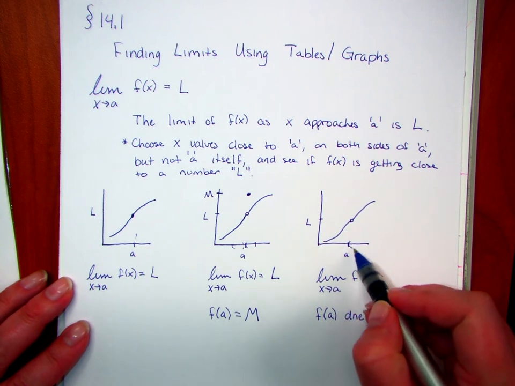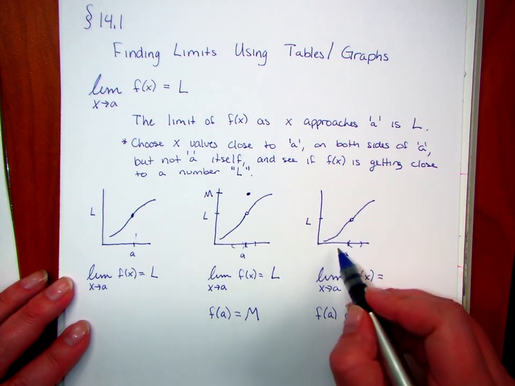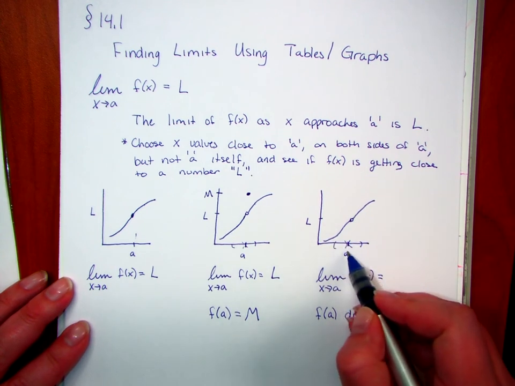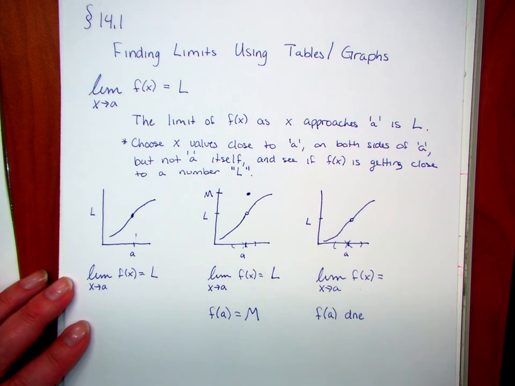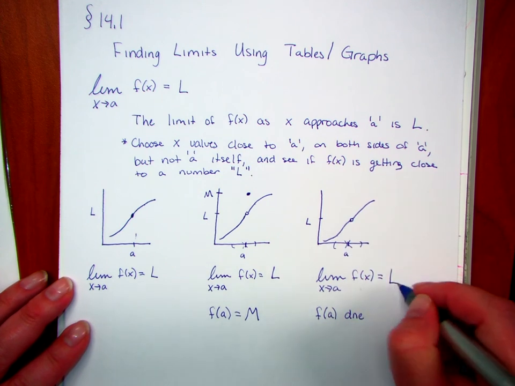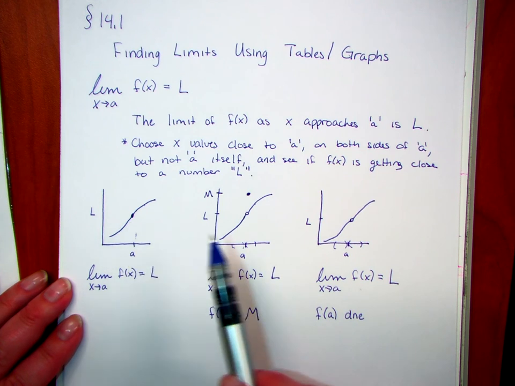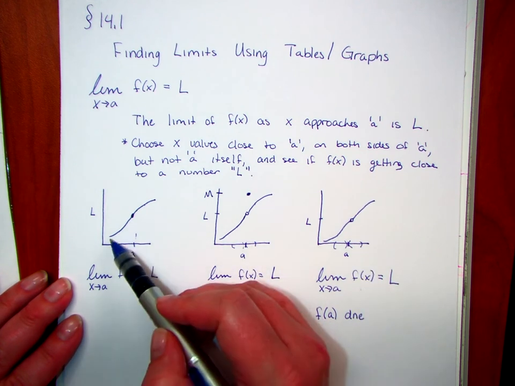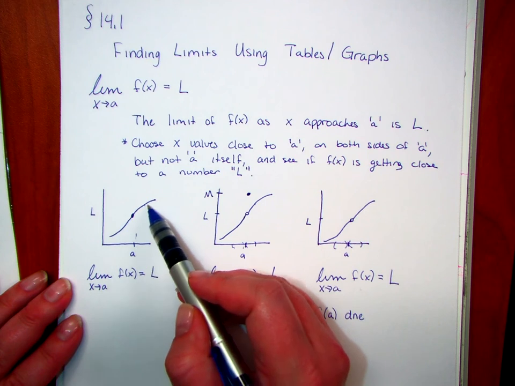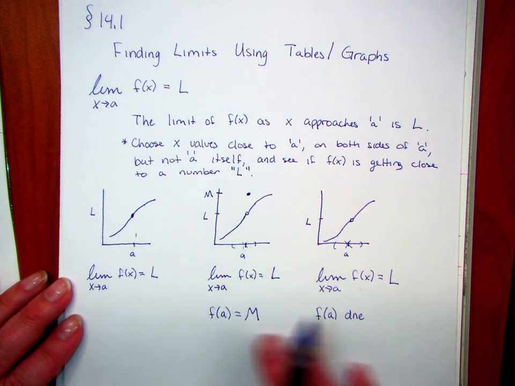So if we let our x values approach a on the right-hand side, those function values are going to decrease to L. If we let our x values approach a on the left-hand side, those function values are going to increase to the number L. So we say that this limit is still L. So whether it's defined elsewhere or not defined, if your lines on the graph are approaching the same function value, the limit will exist.